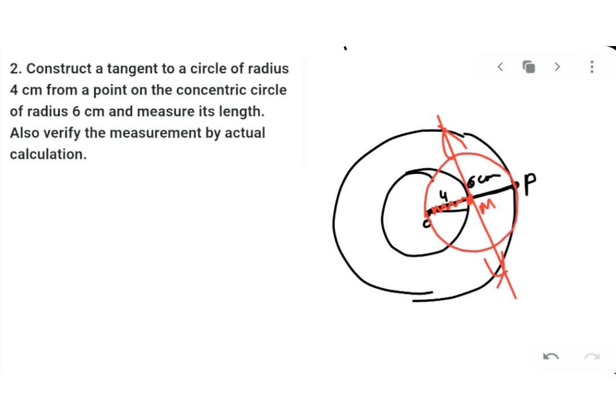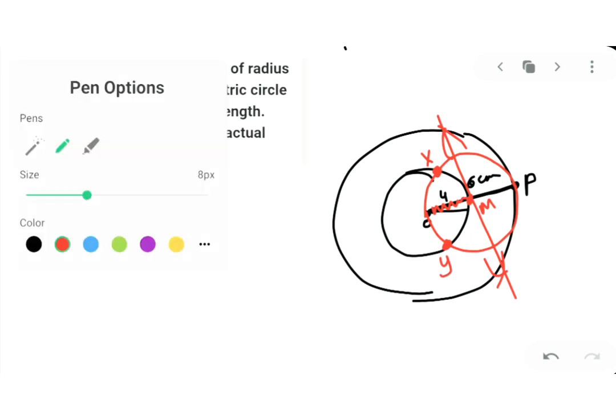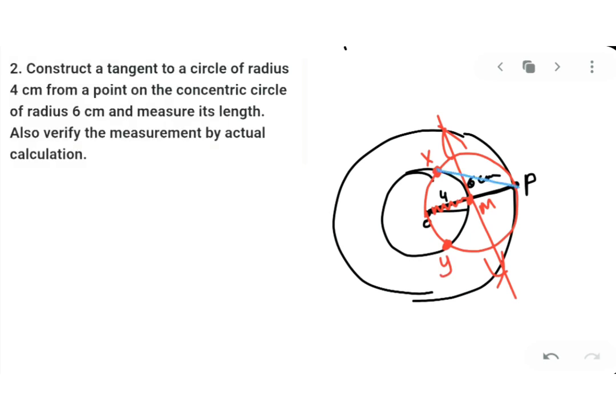And where it intersects your previous circle, that is the small circle with radius 4, name the points X and Y. Now join PX and PY, and that will be your required tangents. Getting my point? You have to measure them also. Clear? Okay. Next.